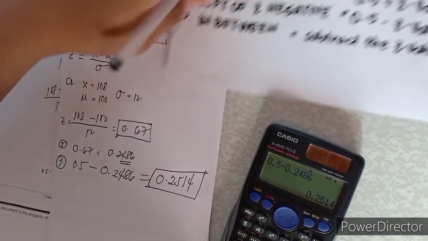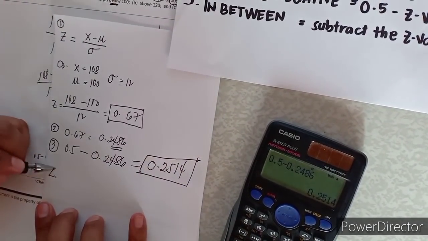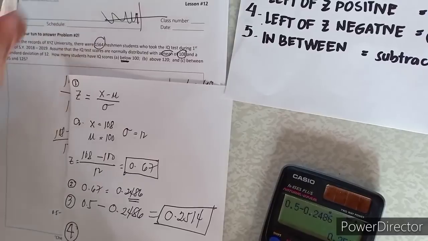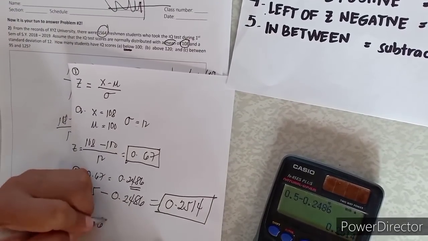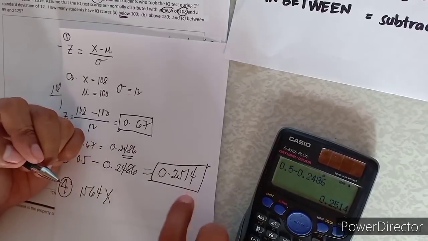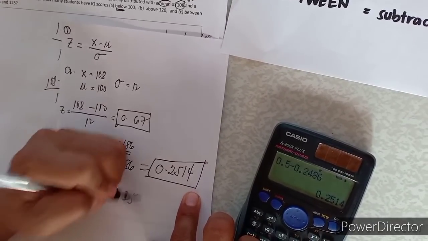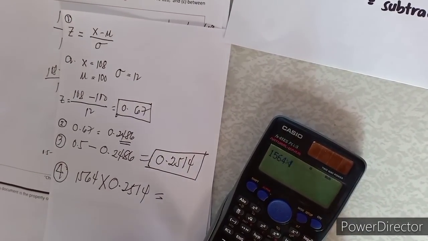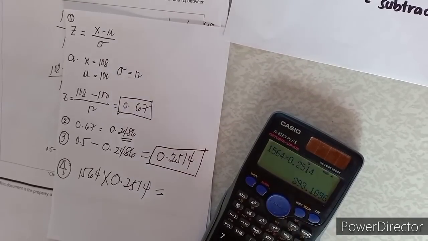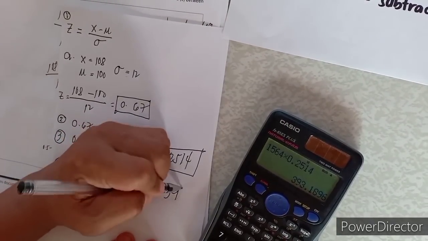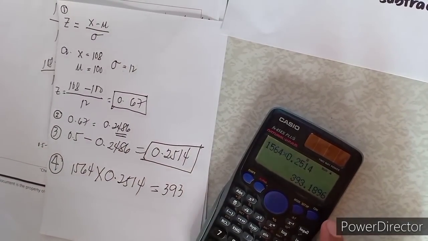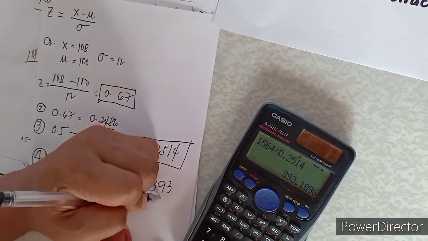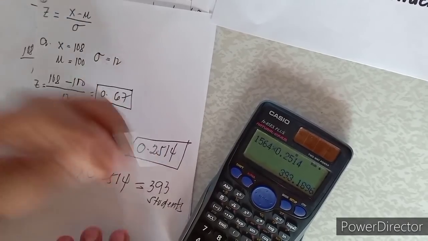Okay? Paano natin malalaman ang number of students? Take note. Last, para makita natin yung ilang number of students, kukunin natin yung kabuuan ng freshman, which is 1,564. Multiply lang po natin yung nakuha natin, which is 0.2514. Let's multiply. 1,564 times 0.2514 equal to 393. Hindi po natin kailangang isulat yung point. Bakit? Kasi wala pong putol-putol na tao. Ang pinag-usapan natin dyan is estudyante. So, 393 students.